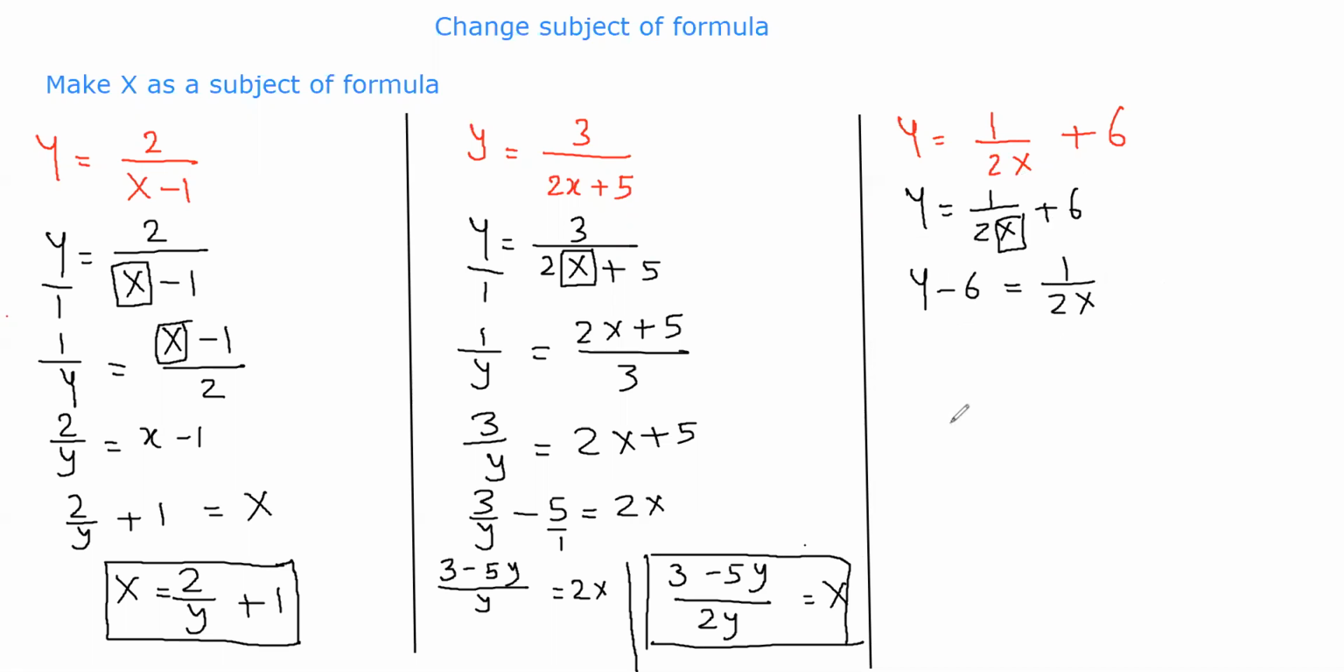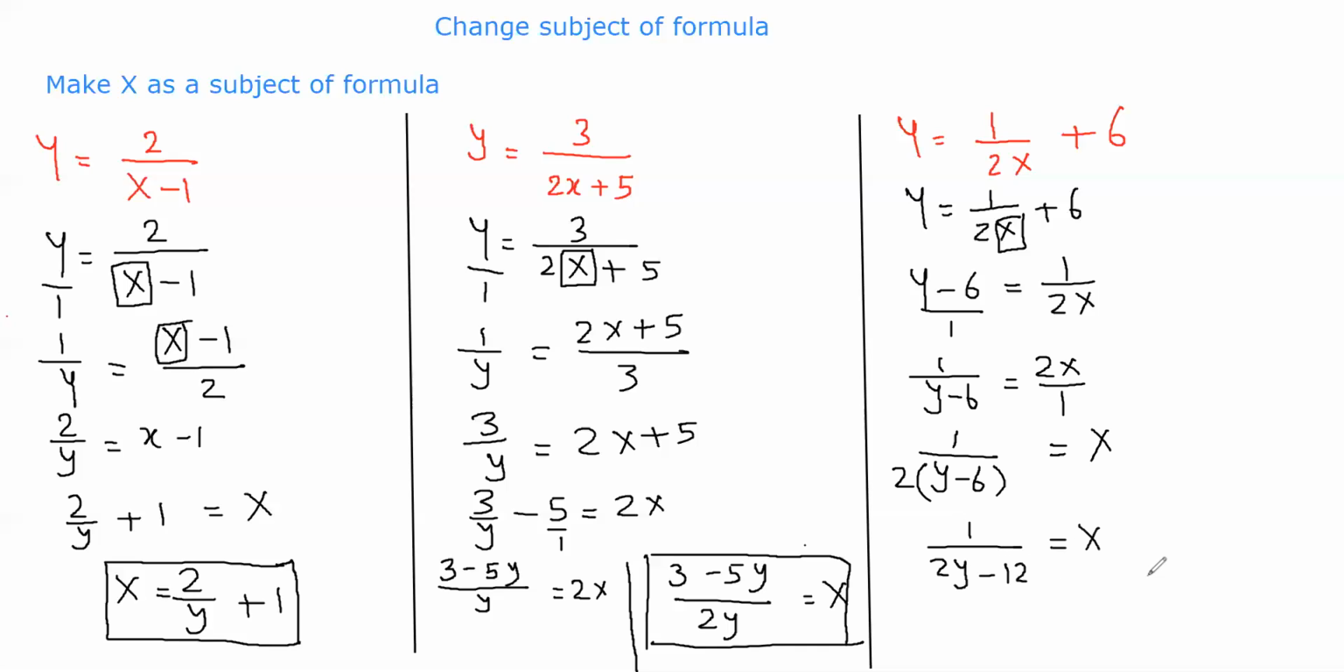Now this x is coming into the denominator. I have to shift it into the numerator. How can we shift it into the numerator? There is nothing in the divide, we can consider 1. So 1 over y take away 6 is equal to 2x over 1. So 1 over y take away 6 here, and this 2 is in multiplication with the x, so that will go in divide, and that will become only x. So 1 over 2y take away 6 times 2, which is 12, equals x. So you can write x is equal to 1 over 2y take away 12.